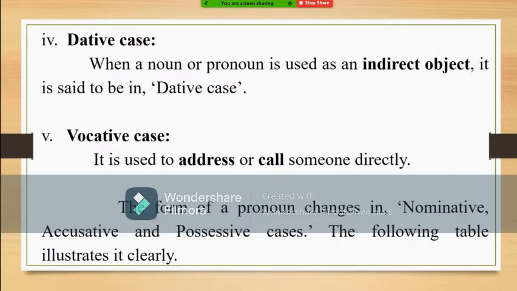Me, that is the object. So, it is said to be in the objective case or accusative case. Note the change of I. When it is the subject, it is I. When it becomes the object, its form changes. I becomes me. Have you noted down?